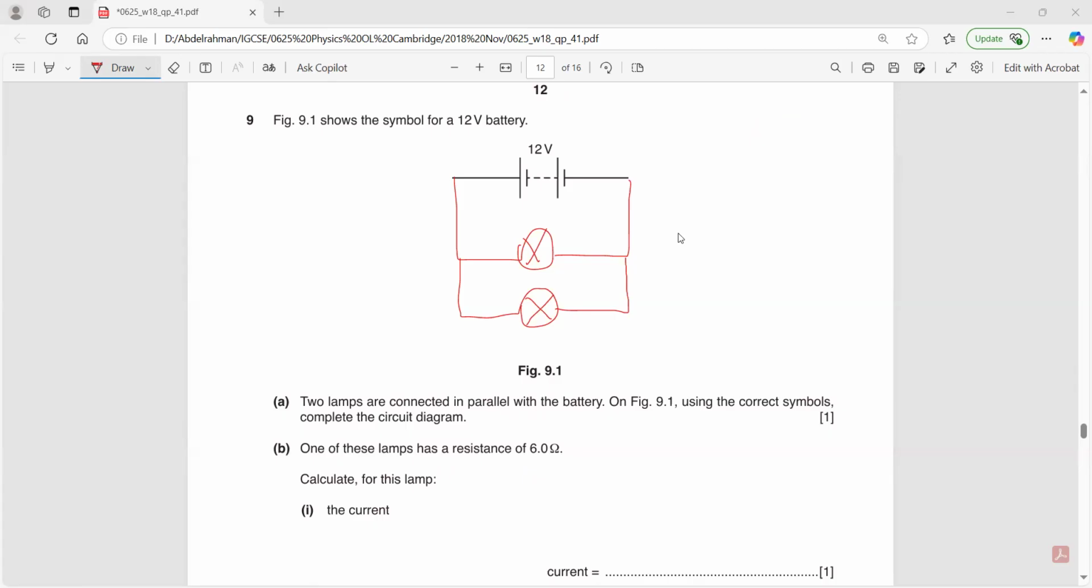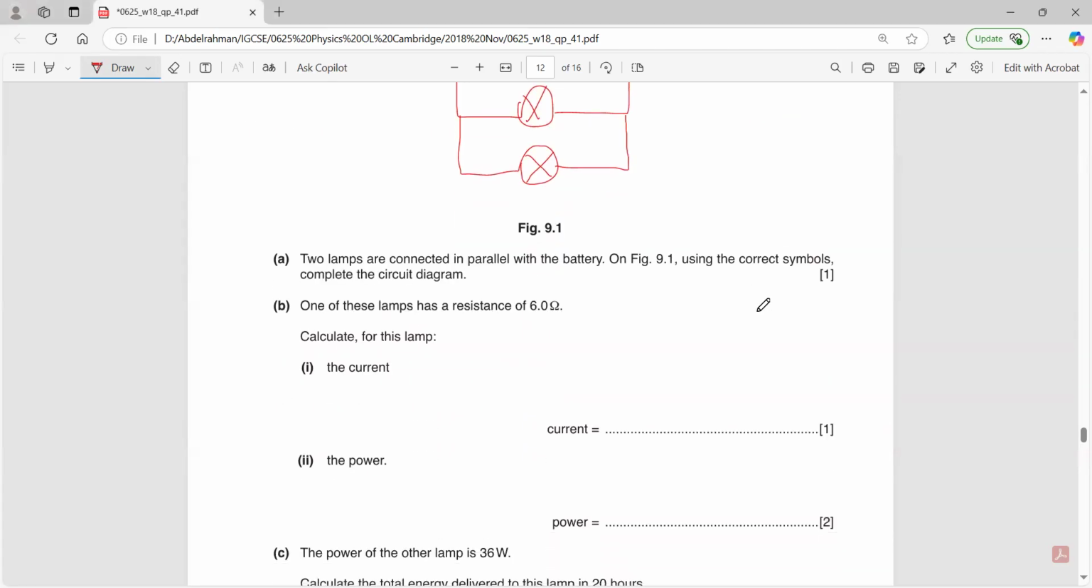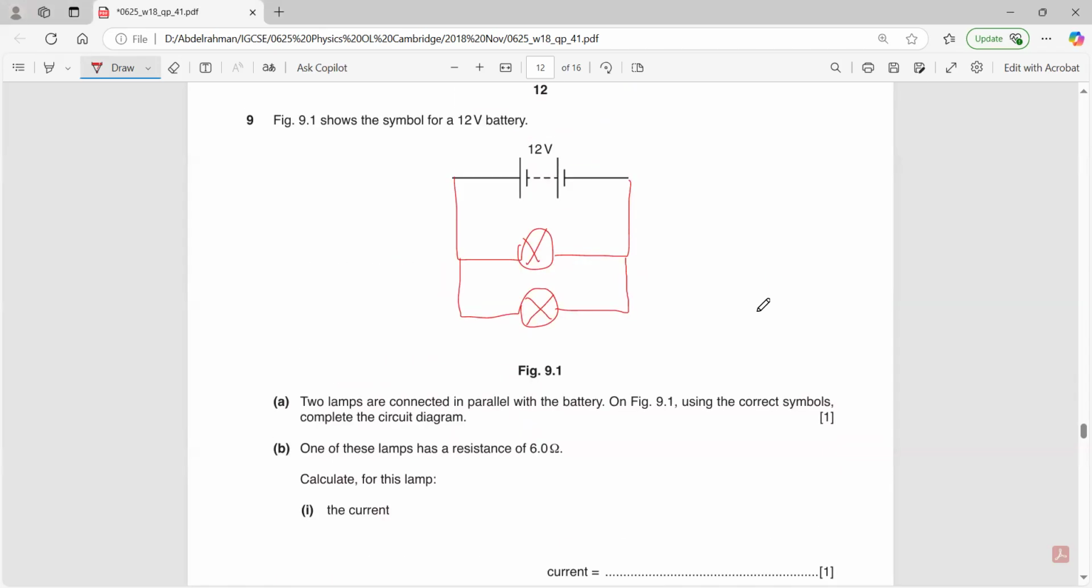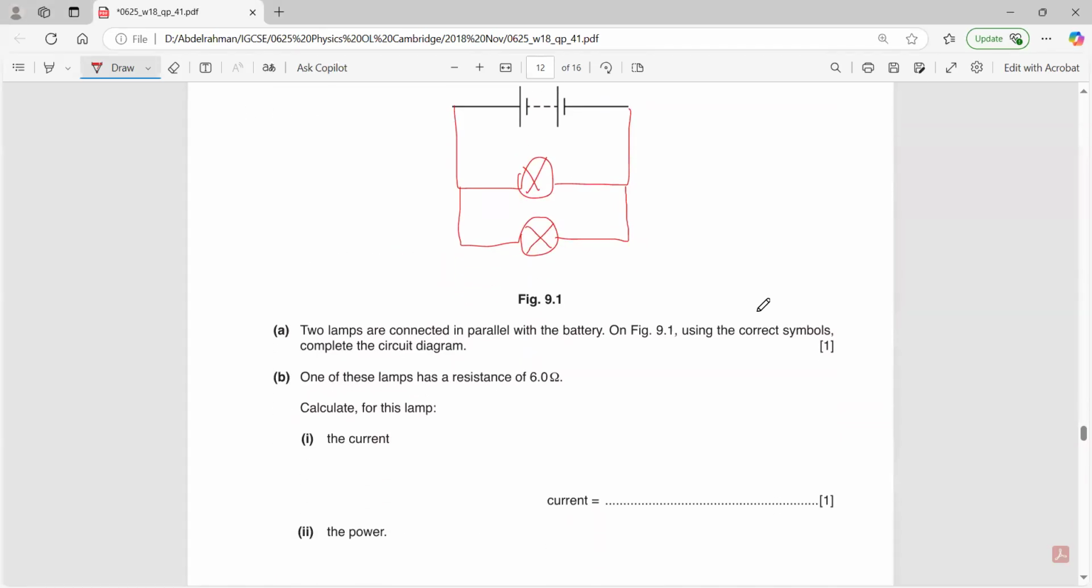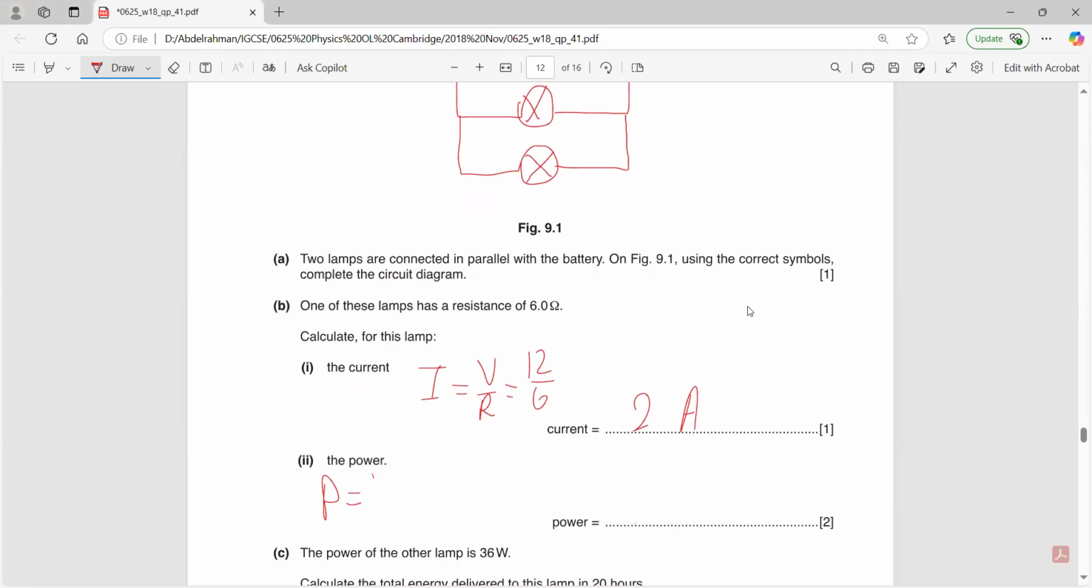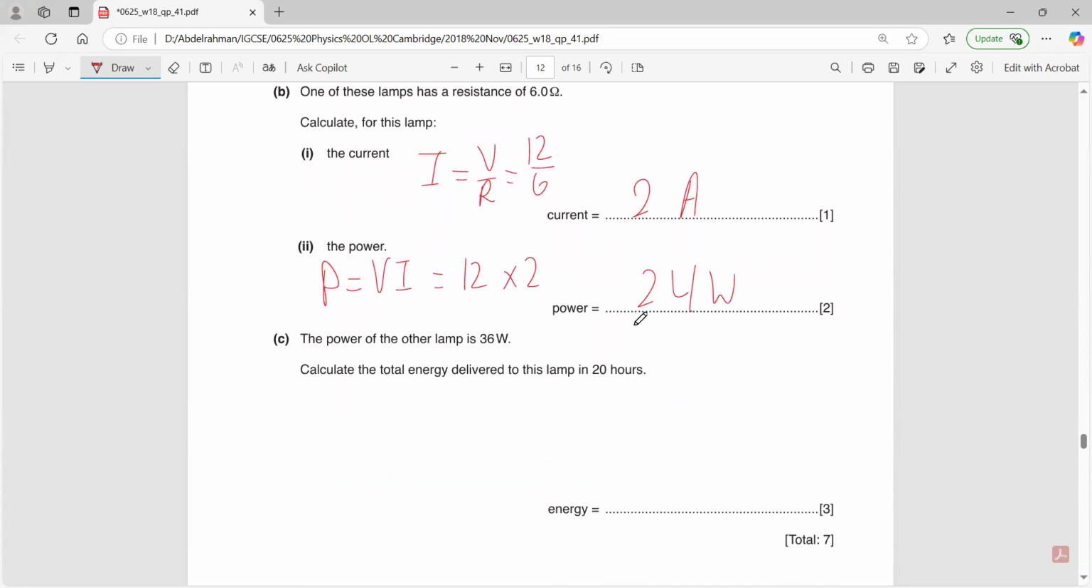One of the lamps has a resistance of 6 ohms. Calculate for this lamp the current. I equals V over R, so 12 over 6, which is 2 amperes. That's it. Can I find the power? Yes. Power equals VI. The voltage of this lamp is 12 volts and the current is 2 amperes, so 24 watts. Seems like this exam is a bit easy.